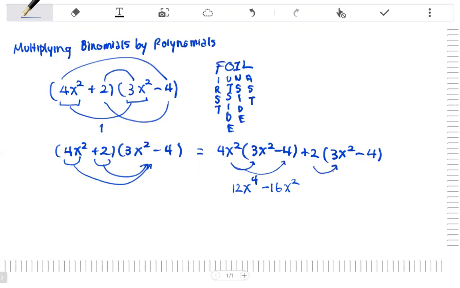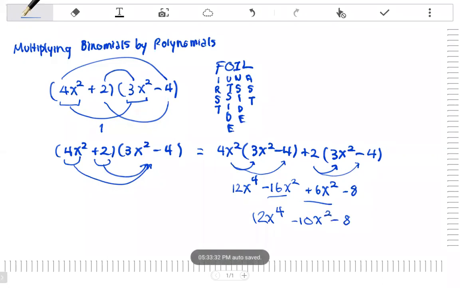And that's our next step, 6x squared, right? And what would that be? Minus 8. Nice. And we now have to simplify or combine like terms. We see an x squared here and an x squared here. So we just simplify that to negative 10x squared minus 8, right?